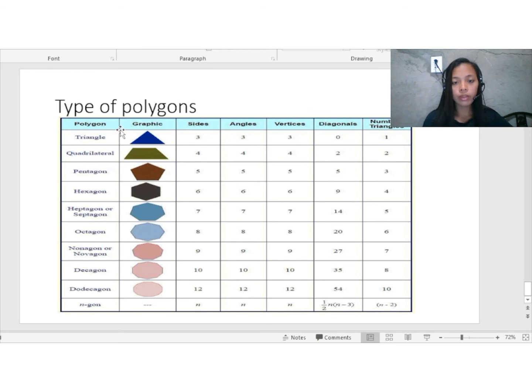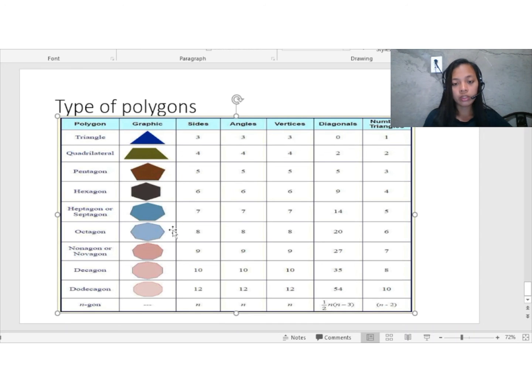triangles. The triangle has 3 sides, 3 angles, 3 vertices, and no diagonals, and the number of triangles is 1, while the quadrilateral has 4 sides, 4 angles, 4 vertices, 2 diagonals, and 2 triangles. The pentagon has 5 sides, 5 angles, 5 vertices, 5 diagonals, and 3 triangles, while the hexagon has 6 sides, 6 angles, 6 vertices, 9 diagonals, and 4 triangles. The heptagon or septagon has 7 sides, 7 angles, 7 vertices, 14 diagonals, and 5 triangles.